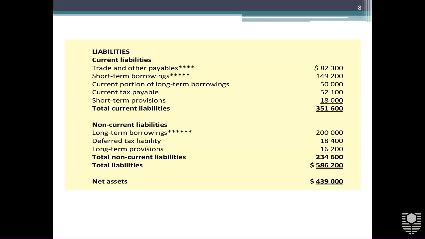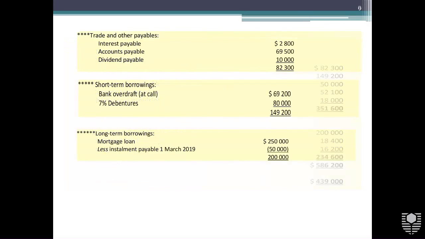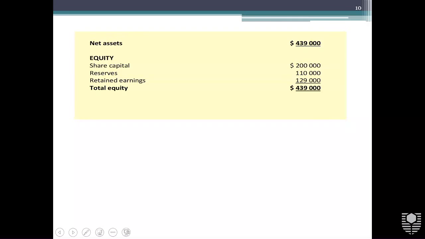Remember, it's a balance sheet. Your balance sheet must balance. So your total assets minus your total liabilities must equal your equity. We've looked at assets and liabilities. Now let's have a look at the equity. In our equity section, we've got share capital of 200,000, reserves of 110, and retained earnings of 129. When we're looking at our retained earnings, we're going to have to go through our statement of changes in equity and our reserves. We got 25.